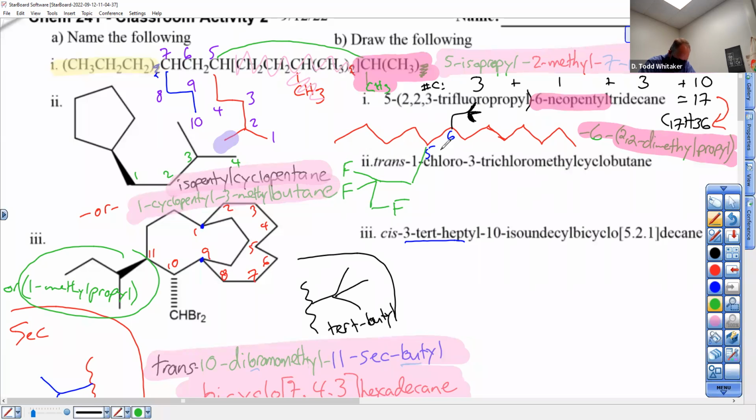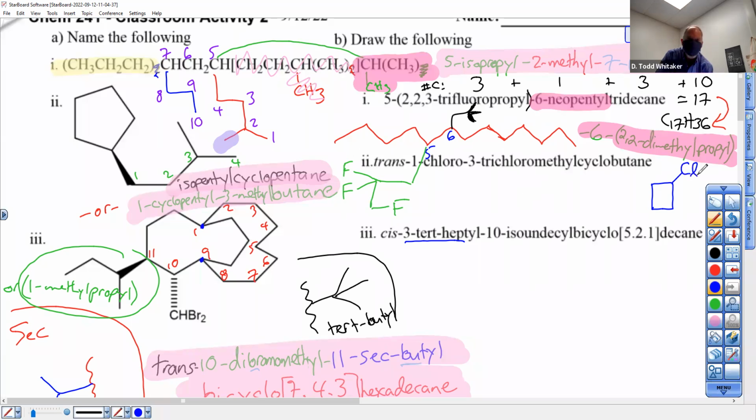Next one, so we got this up here. Cyclobutane is what I'm drawing first. How do you draw cyclobutane? Square. Hey, chloro. How do you draw chloro? Cl. Big C, little l.